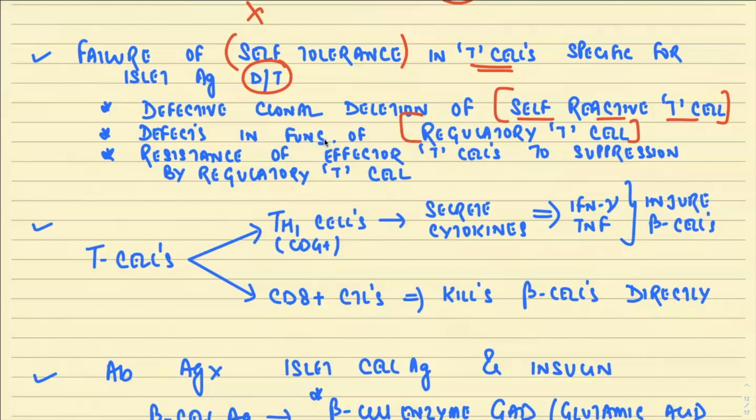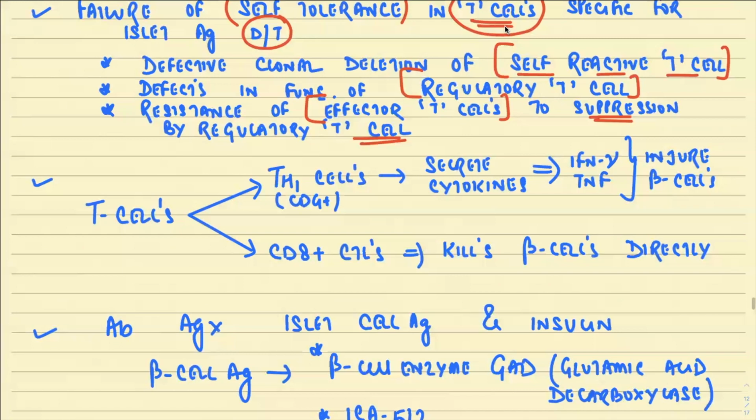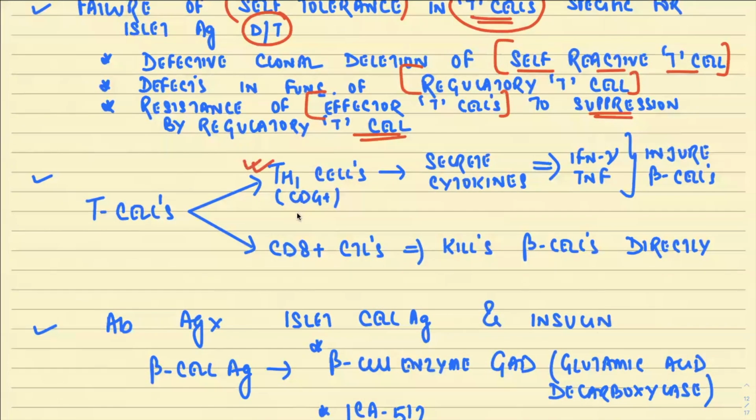Or there is a resistance of the effector T cells to suppression by the regulatory T cells. So whatever the mechanism, the basic thing is there's a failure of self-tolerance of the T cells. Our T cells do not tolerate the islet cell antigen. The self-tolerance is not there. So what happens is the T cells, especially the CD4 plus T cells, especially the T helper 1 subset.